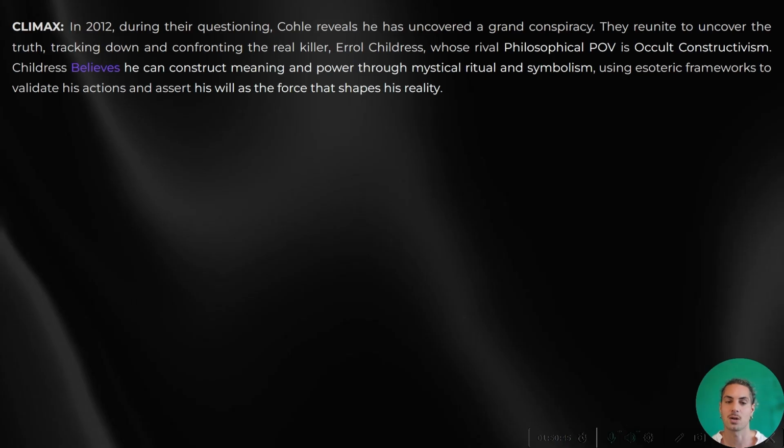In 2012, during questioning, Cohle reveals he has uncovered a grand conspiracy. So the detectives reunite to uncover the truth, tracking down and confronting the real killer, Errol Childress, whose rival philosophical point of view to Cohle's and Hart's is occult constructivism. Childress believes that he can construct meaning and power through mystical ritual and symbolism, using esoteric frameworks to validate his actions and assert his will as the force that shapes his reality. And this is in direct conflict to Rust Cohle's nihilism.